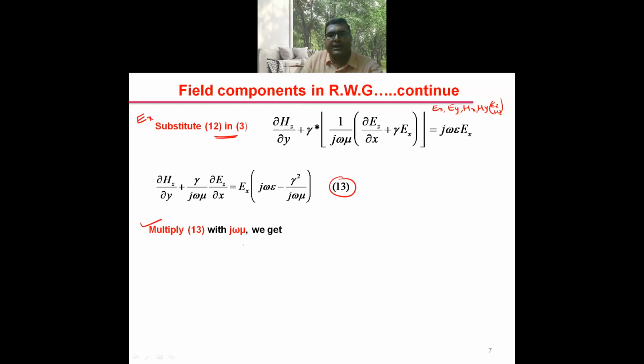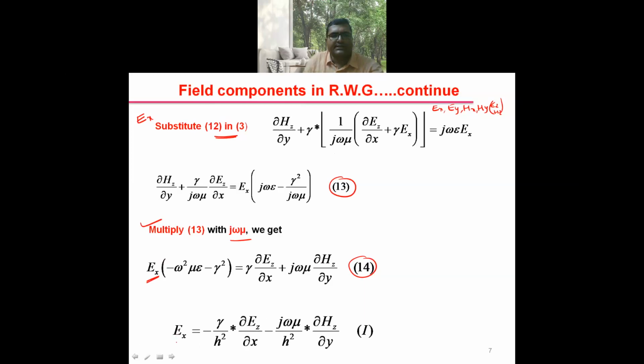Multiply equation 13 with j omega. We get equation 14. From equation 14, if we separate Ex, Ex is equal to minus gamma by h square dou Ez by dou x minus j omega mu by h square dou Hz by dou y. It is one field component, the electric field component along x-axis.